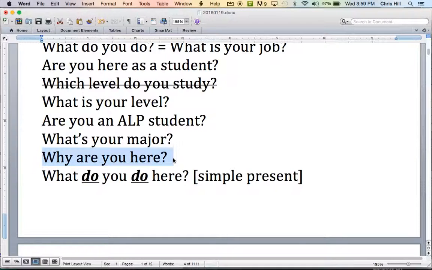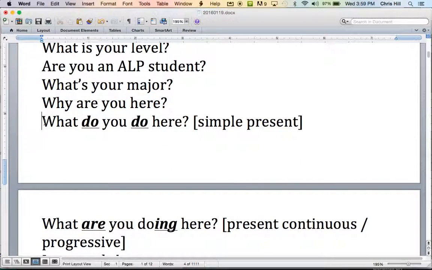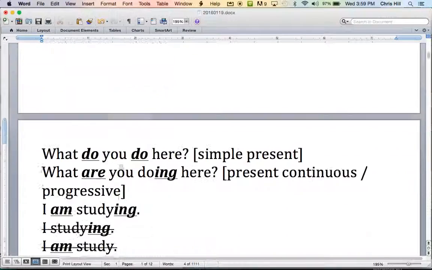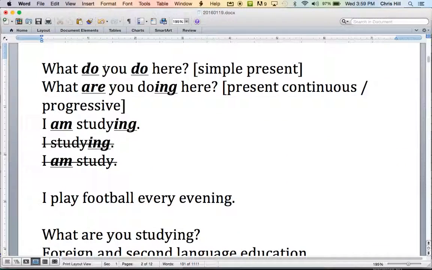Now we also had some questions with different tenses. So for example, what do you do here? This is simple present. What are you doing here? This is present continuous. Sometimes we call this present progressive. Usually this one means right now. Present progressive is right now. What are you doing here right now?